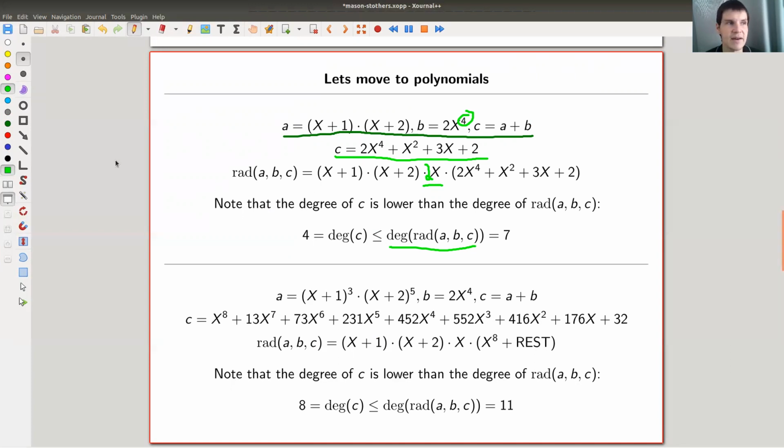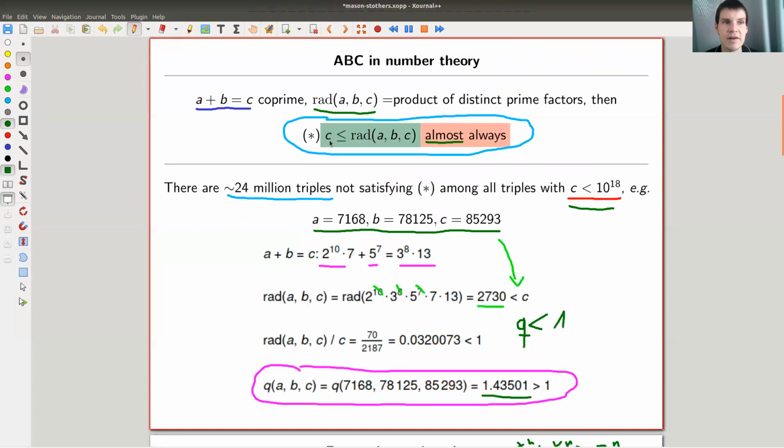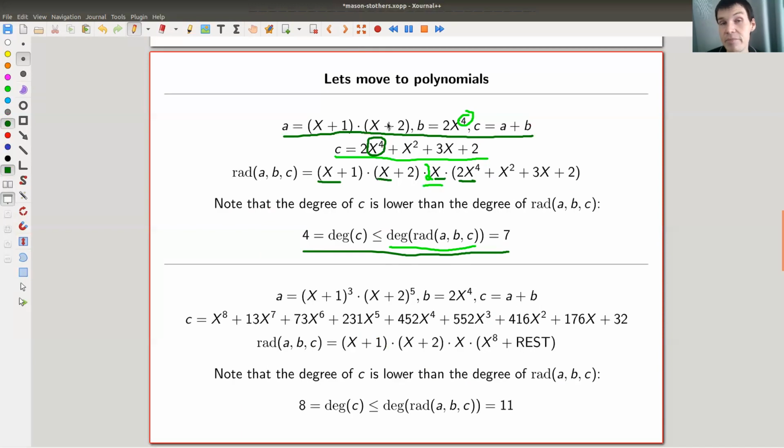And in this case, the radical, let's do a count. It has a 1 here, it has a 1 here, it has a 1 here, and then it has 4 here. So the degree is actually 7, and C is, of course, of degree 4. So this is the equation. Degree of C is smaller or equal than the degree of the radical of ABC, which should remind you of C is smaller or equal than the radical, just that I flanked it with a degree because I want to compare polynomials. Here's another calculation, very similar.